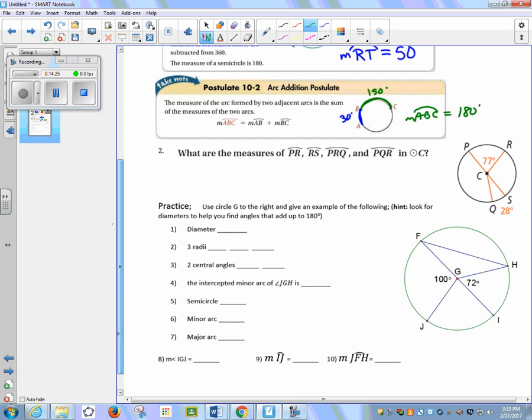Okay, I'm going to do one practice with you here, and then you can pause the video and practice these on your own, then unpause it and check your answers. Let's do this first one together. What are the measures of arc PR, RS, etc.? Well, arc PR: if this central angle is 77, then arc PR is also going to be 77.